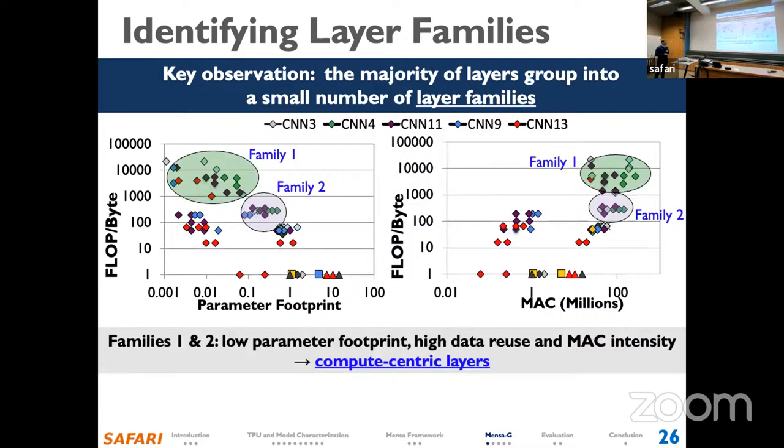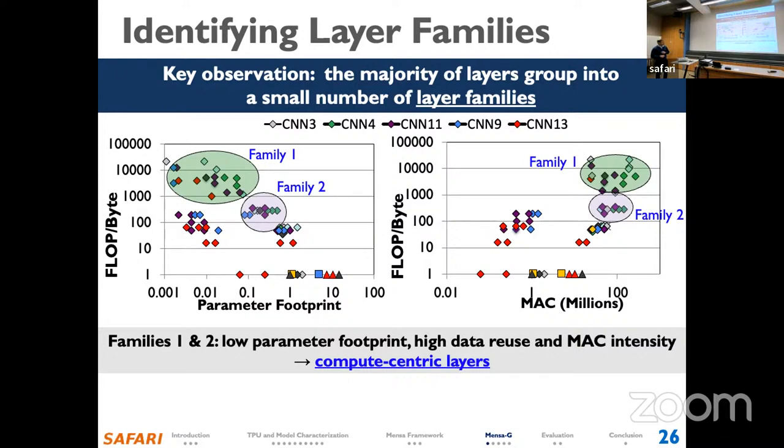And the key observation that you make is that the layers tend to group into families of layers, right? So here I have some scatter graphs of some models and some metrics. And there are some metrics that are more prone to impact the design of the accelerators. We came up with those metrics being the parameter footprint, the number of multiply-accumulates that you do, and the arithmetic intensity that you have, FLOPs per byte. And here, each point is a different layer from a neural network model.